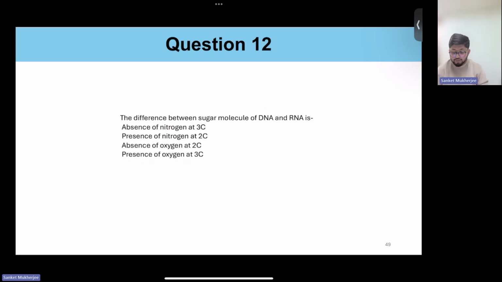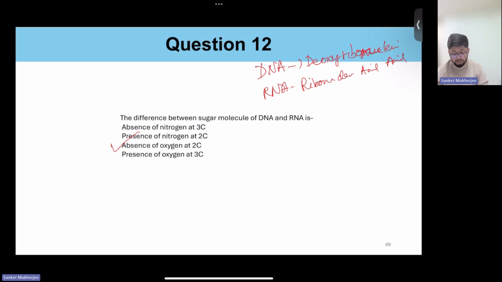The difference between sugar molecules of DNA and RNA is the absence of nitrogen at 3C, presence of nitrogen at 2C, absence of oxygen at 2C, or presence of oxygen at 3C. So DNA stands for deoxyribonucleic acid. RNA stands for ribonucleic acid. The difference is only in the sugar, and it is based on the absence of oxygen at the second carbon.